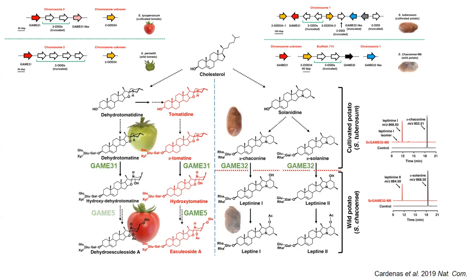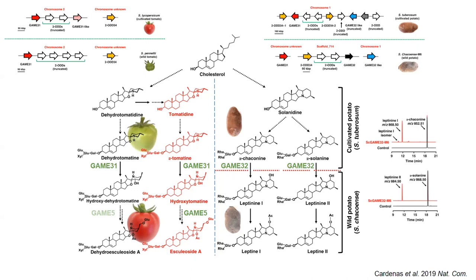Instead, we found that in the same genomic region where the closest homolog of tomato GAME31 occurs in potato, there is yet another gene, GAME32, that actually has this function. And that was found by my colleague in another project that we worked on together and published in a separate paper.